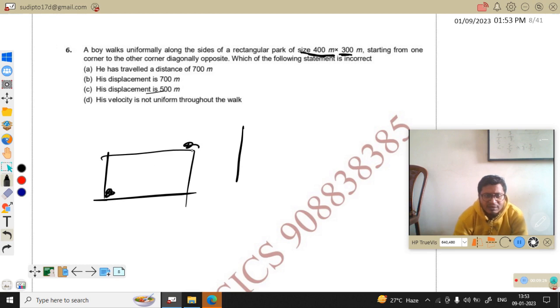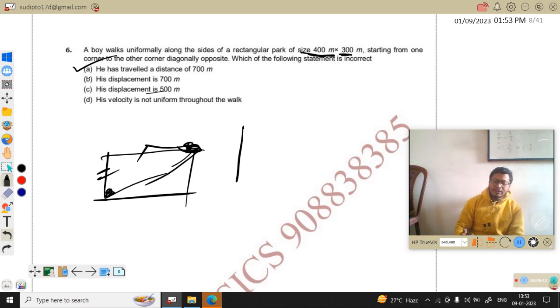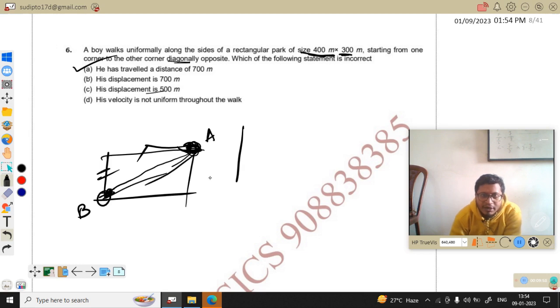This displacement is diagonal; he is walking diagonally. If it is not mentioned as diagonal, then option A is right. Distance is 400 and 300, so it is also right. Clear? It is also right if the question mentions diagonally opposite. So the man is standing here and passes diagonally to this point. This is point B and this is the starting point. Okay.